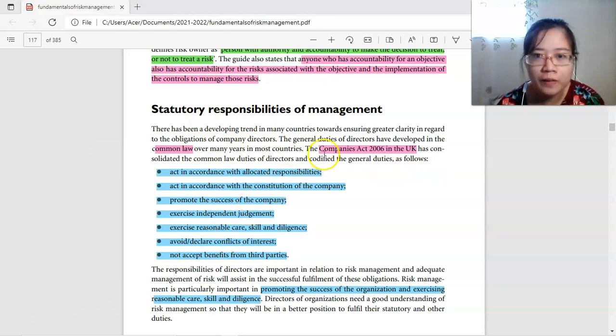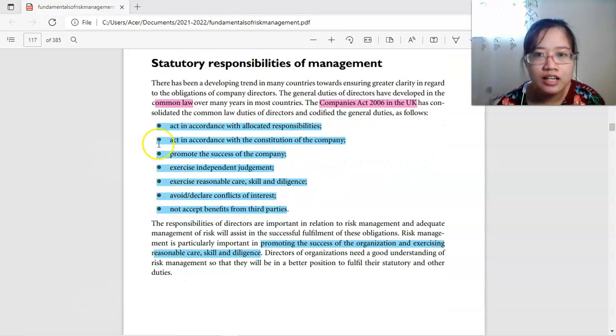Etong nandito, this is Companies Act of 2006 in the UK. Ang inclusions nila, act in accordance with allocated responsibilities, act in accordance with the constitution of the company, promote the success of the company, exercise independent judgment, exercise reasonable care, skill, and diligence, avoid or declare conflicts of interest, not accept benefits from third parties, parang bribes ito. Ayan. In a way, parang meron din man tayo nito here in the Philippines. Okay? Same guidelines then. Okay, di ba, bawal mag-accept ng bribes or kung ano man.